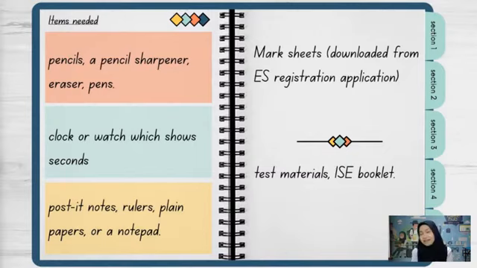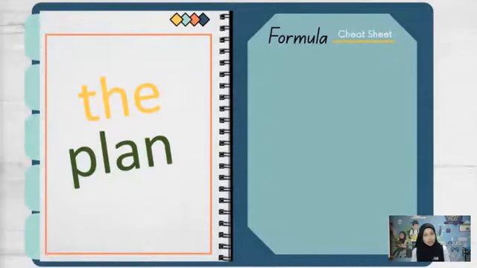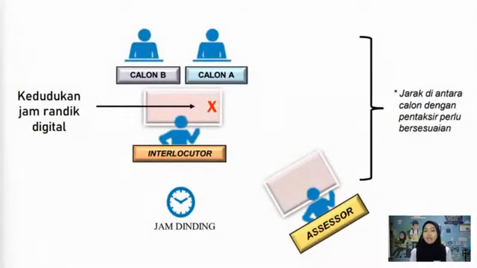Okay, the floor plan of our examination room. The famous plan. So we already know, this is just a refresher of where everything is supposed to be placed. We have candidate A and candidate B, the two tables, and then you have this table for the interlocutor.